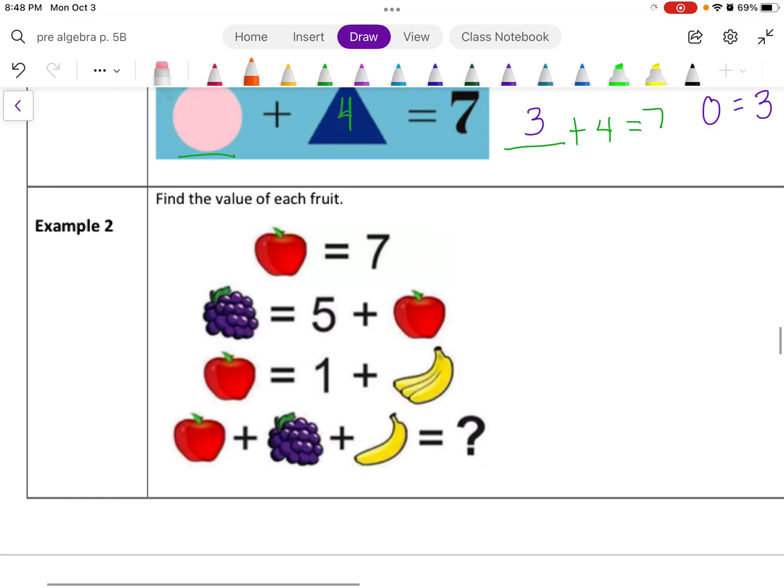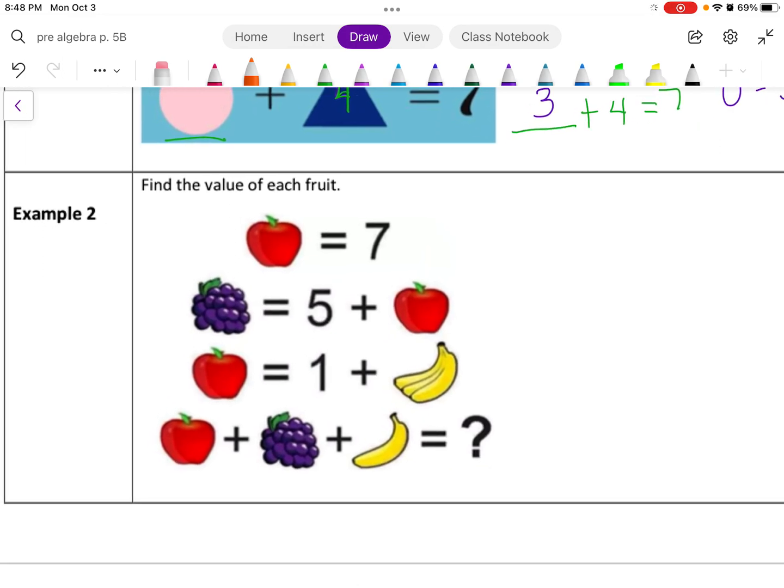Let's try another one. It'd be a good idea to pause and see if you can figure out this example with our fruit. So this one's a little different because they actually started off by telling us that an apple is worth 7. So then for this second equation, I know that an apple is worth 7. So then to figure out the grapes, I'm asking myself, what equals 5 plus 7? Well, 5 plus 7 is 12.